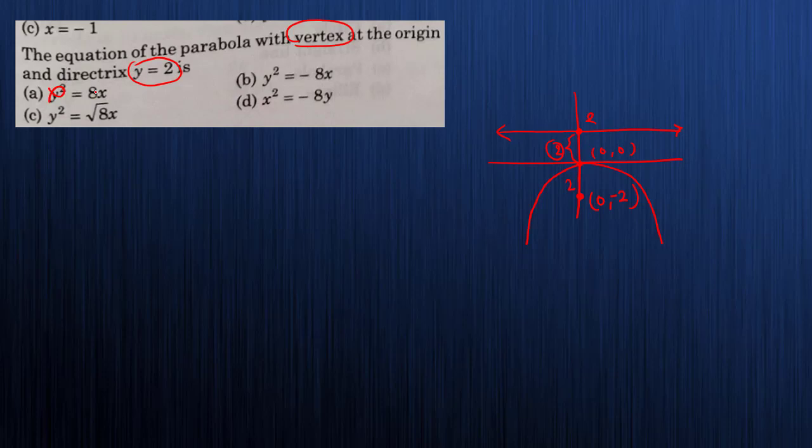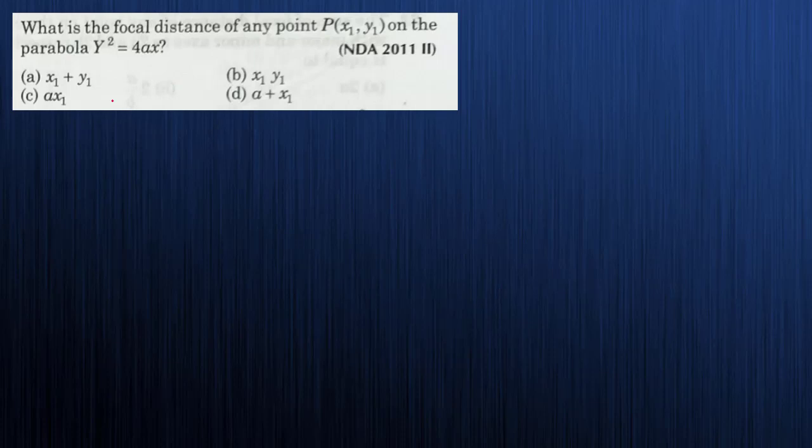So delete whatever is in the positive options first. So you are having only these two options, and the axis is what? It is the y axis. So which form will you have? It is the x square equals form you will have. Okay, very good. Next question: what is the focal distance of any point P(x1, y1) on the parabola y square equals 4x?